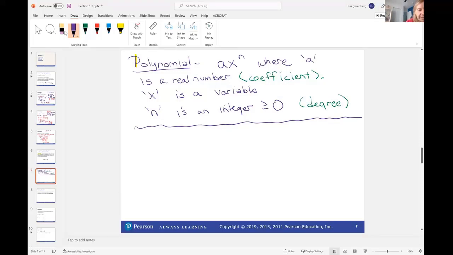So let's say I have 3x, and I'm going to say coefficient, degree, and then is it a polynomial? So here our coefficient is 3. Our degree, so x is really the same as x to the first power. So our degree is 1 because n there is 1. Even though it's invisible, it still has a degree of 1. And does it fit our assumption about what a polynomial is? Well, a, which is 3, is a real number, so that works. x is a variable, and n is an integer, and it's greater than or equal to 0. It's actually greater than 0, so this is a polynomial.